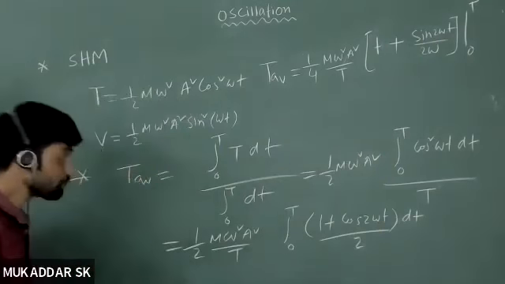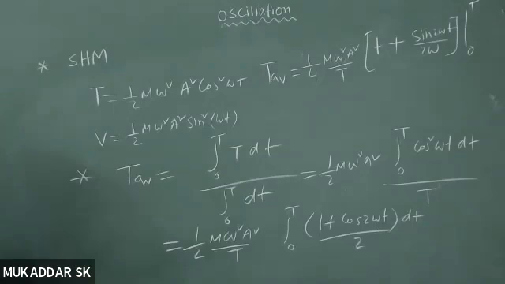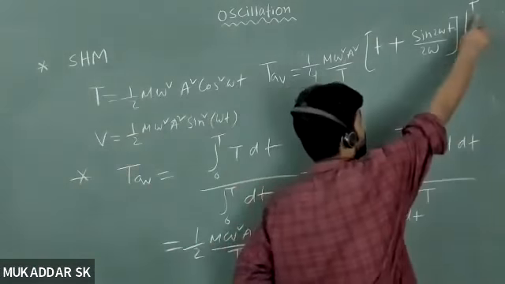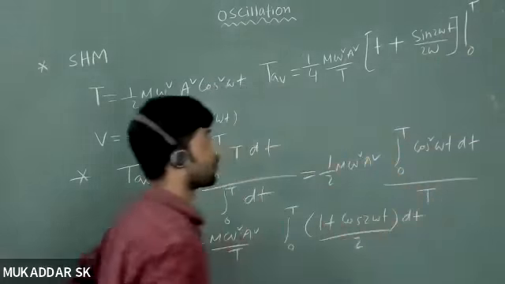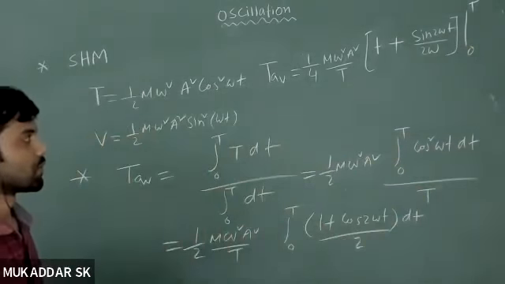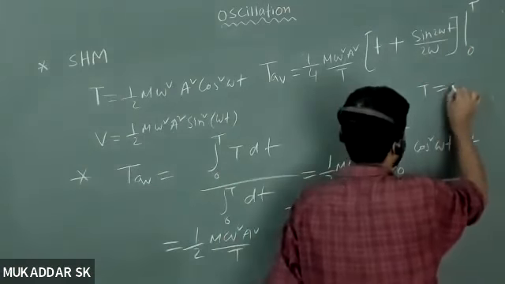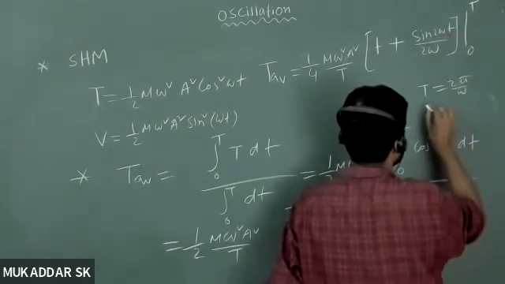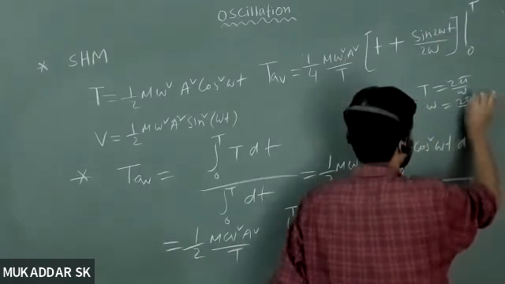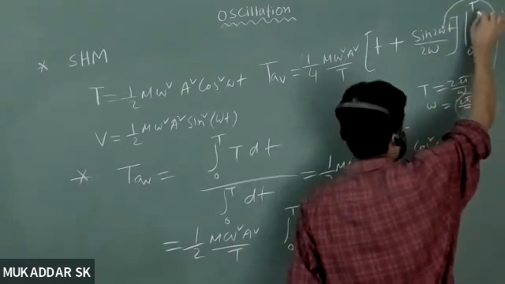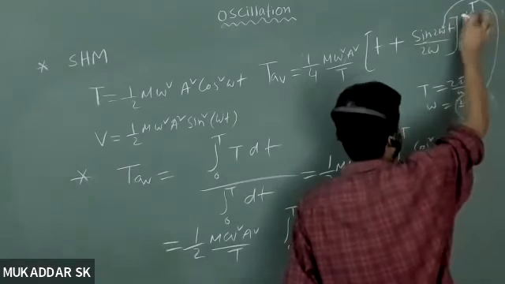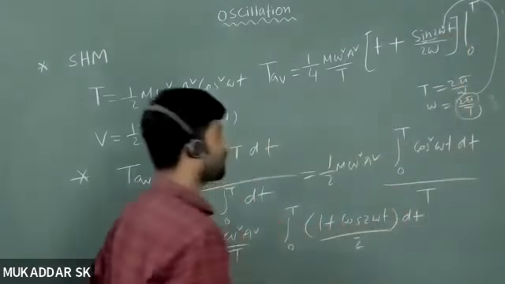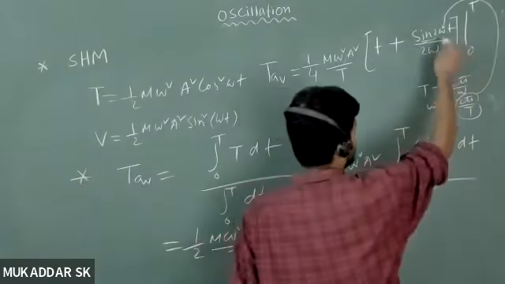Now, what about the second term? Anyone? Sir, 0. Exactly, it will be 0, because in place of small t you have to substitute capital T. And what about omega? Omega is 2 pi by capital T, because you know T equals 2 pi by omega. So if you substitute omega equals 2 pi by capital T, and then substitute the limits in place of small t, then for the upper limit this function will become sine of 4 pi, and sine of 4 pi will be 0. And for the lower limit, obviously it will be 0 because sine of 0 is 0.